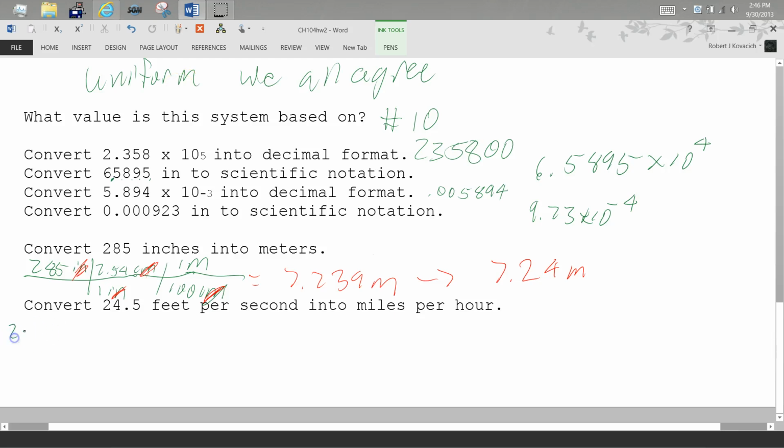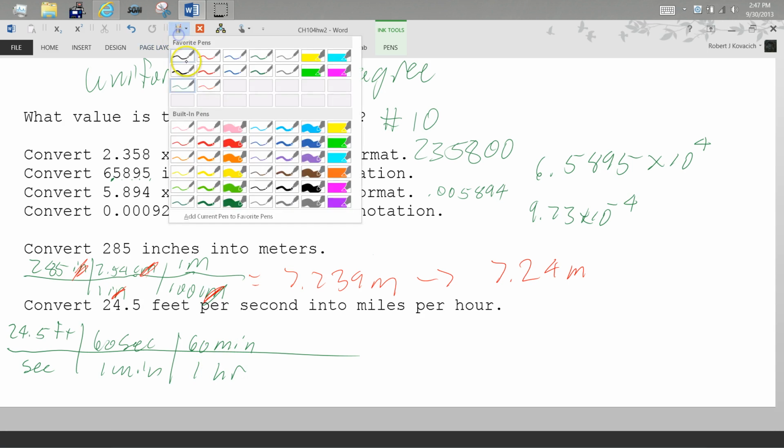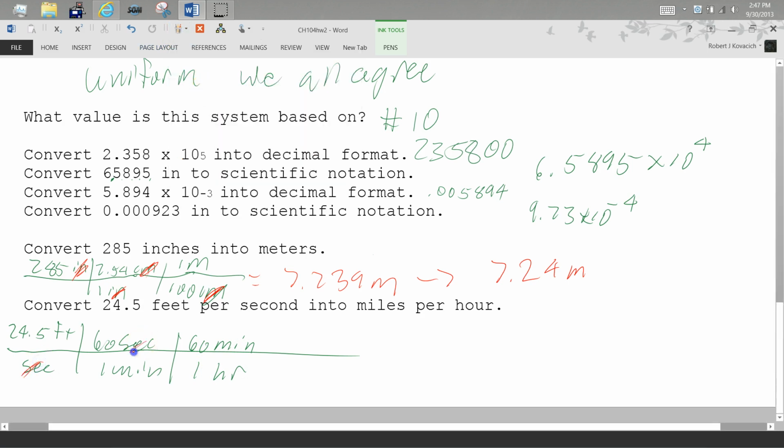Okay, so 24.5 feet per second. Doesn't matter which one I convert first, so I'm going to convert the seconds into hours. And so I've got for every 60 seconds, I have 1 minute. And then for every 60 minutes, I have 1 hour. So when I do that, I get my second unit to cancel with my second unit, and my minute unit to cancel with a minute unit. And then there's my hour unit right there.